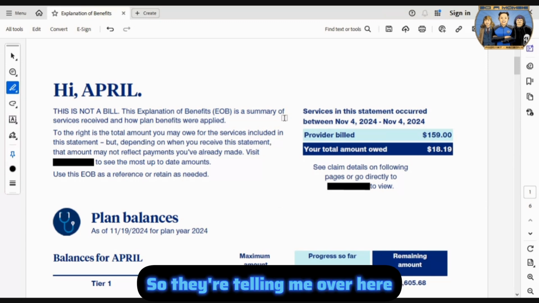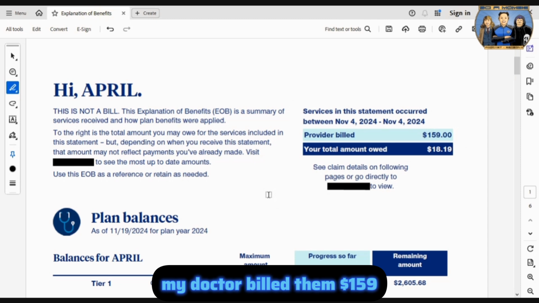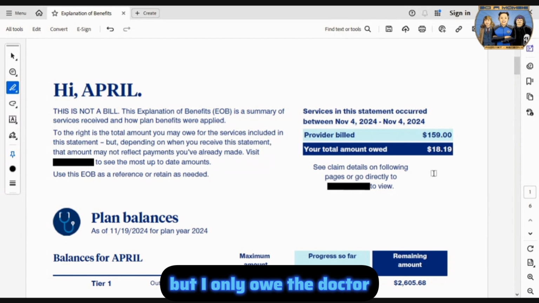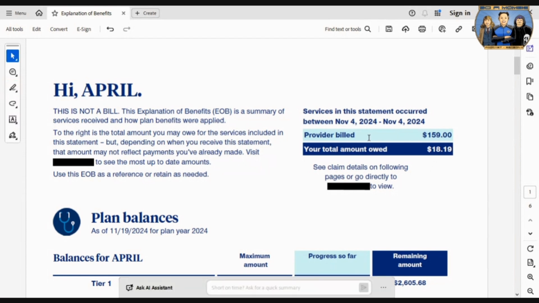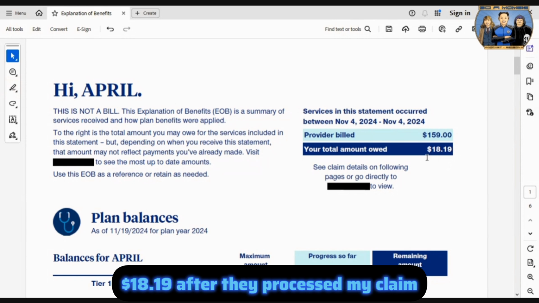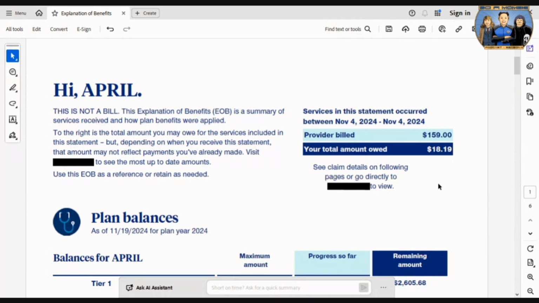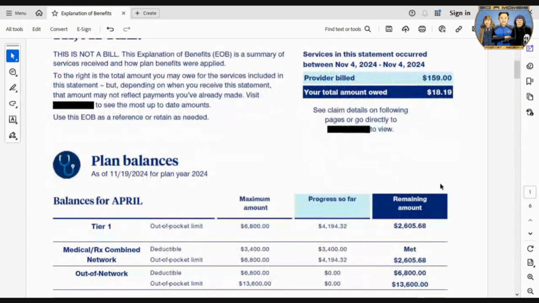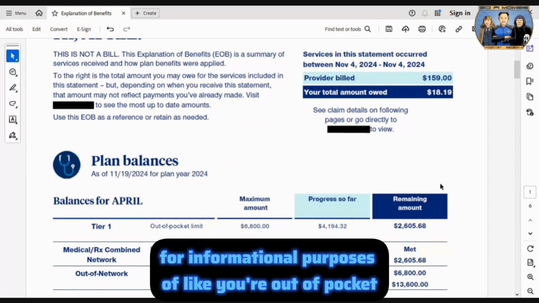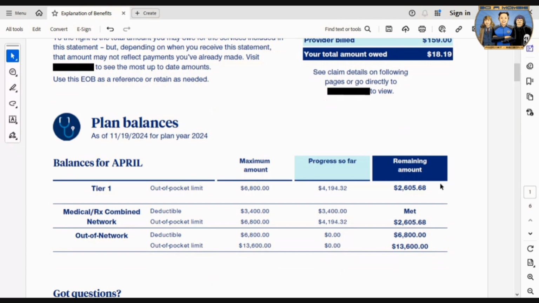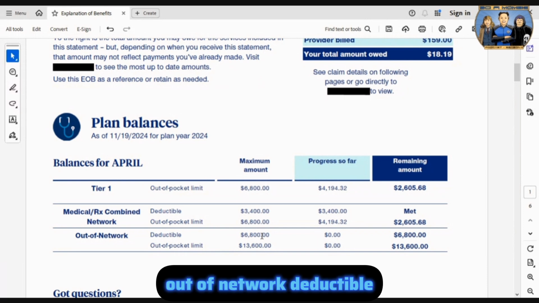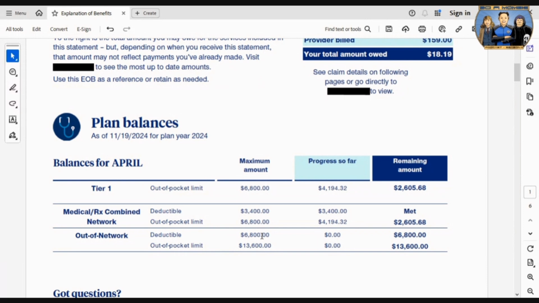So they're telling me over here, my doctor billed them $159. But I only owe the doctor $18.19 after they processed my claim and paid the provider. And then for my plan, they started doing this for informational purposes of like your out of pocket and all that jazz. So see, I have a very high out of network deductible for out of network.